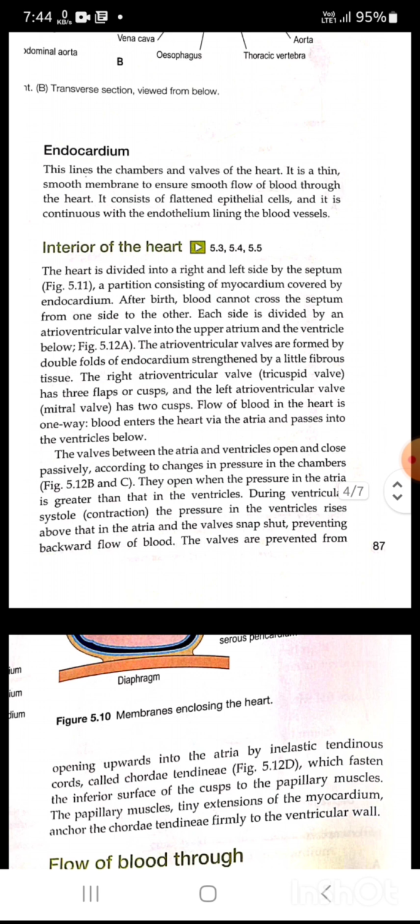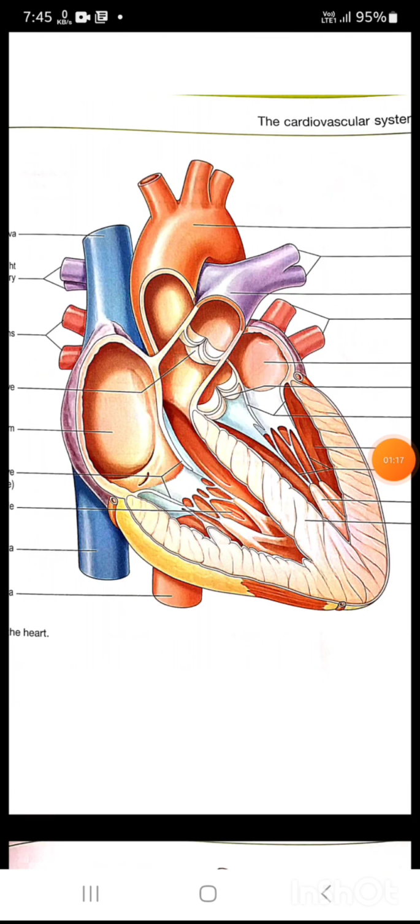Flow of blood in the heart is one way. Blood enters the heart via the atria and passes into the ventricles below. Next, we are going to see the content we read in the pictures.